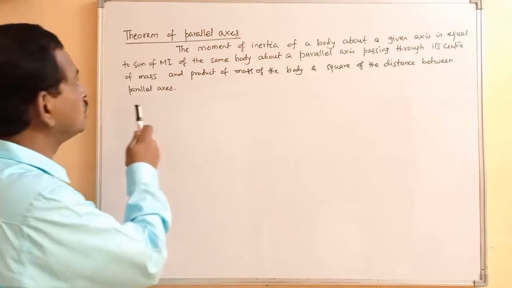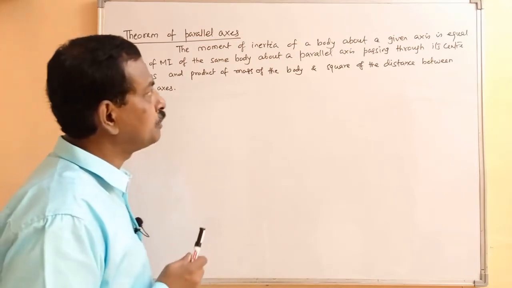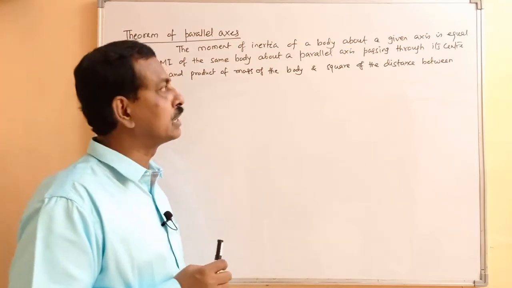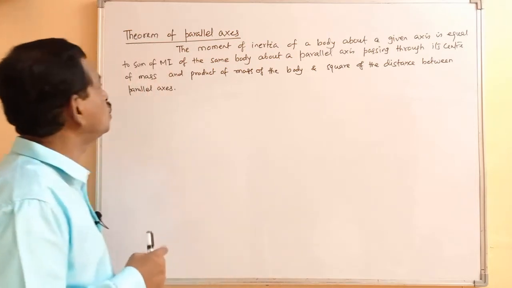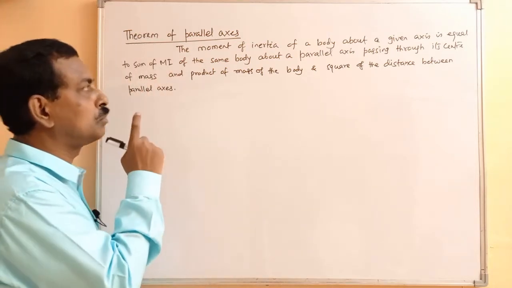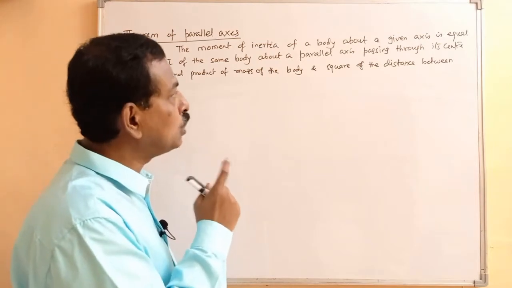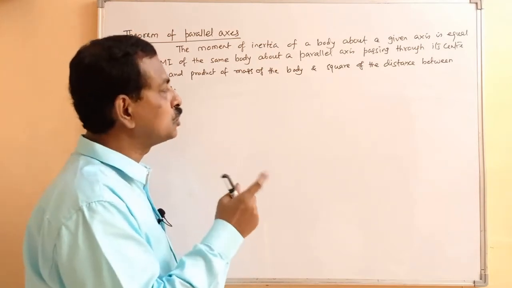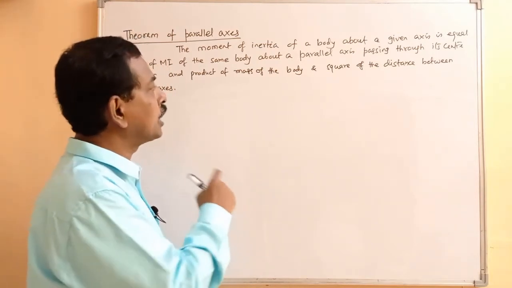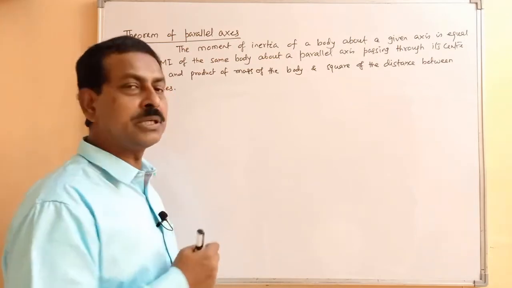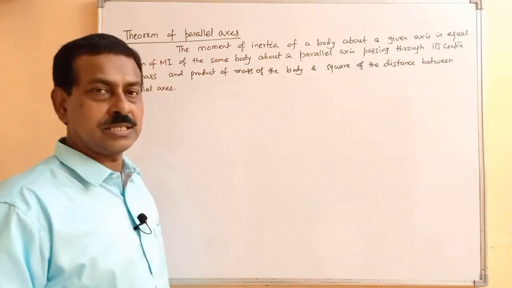So this says theorem of parallel axis that the moment of inertia of a body about a given axis is equal to sum of moment of inertia of the same body about a parallel axis passing through its center of mass and product of mass of the body and square of the distance between the parallel axes.